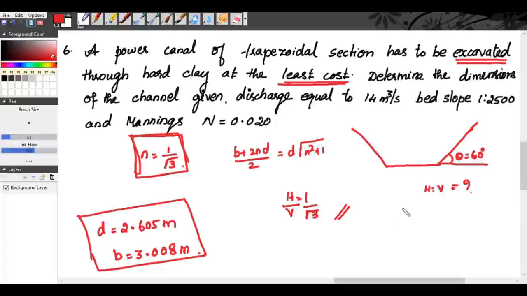See, it is 1 by root 3 because we don't know how much is the depth. The depth may vary. Depth and breadth is not the same. For the previous problem, that is for the half hexagonal problem, the breadth and depth remains the same. That is why the horizontal to vertical ratio was 1:1. So here for the most economical side slope, the value for n is equal to 1 by root 3.